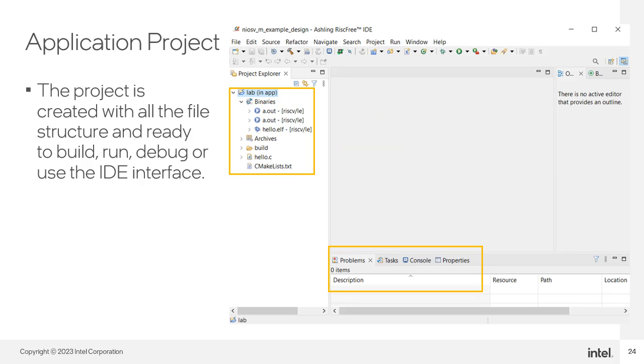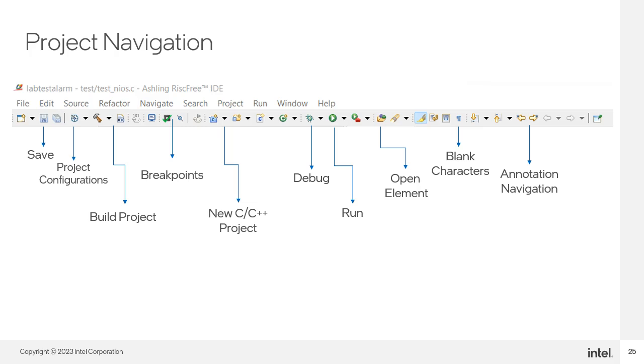You can now work with the application project inside Ashling RiscFree IDE for Intel FPGAs. This is a view of the main project window. These are some of the project navigation tools you can find inside Ashling RiscFree IDE for Intel FPGAs. You can look for the link on the Ashling RiscFree IDE for Intel FPGAs user guide and learn more about the project navigation tools and resources.